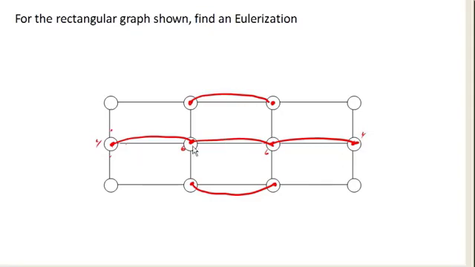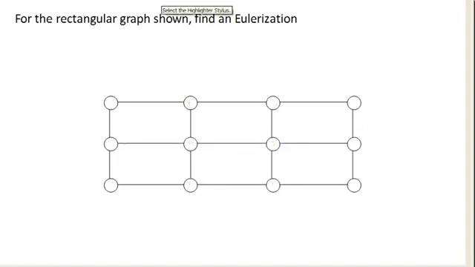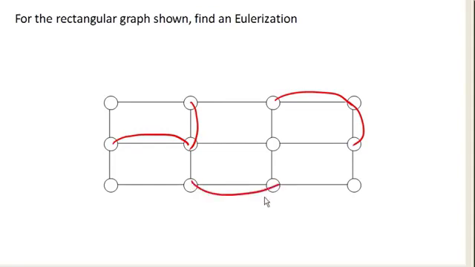Now it's important to notice here that this is not the only Eulerization that we could have done. We also could have duplicated, say, this edge and this edge, and this edge and this edge, and that edge. And this would have also created an Eulerization.